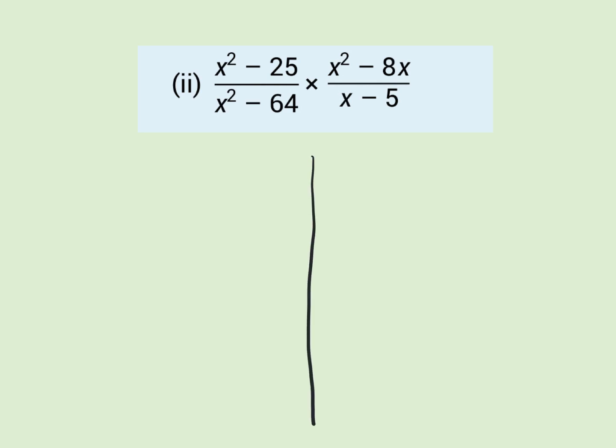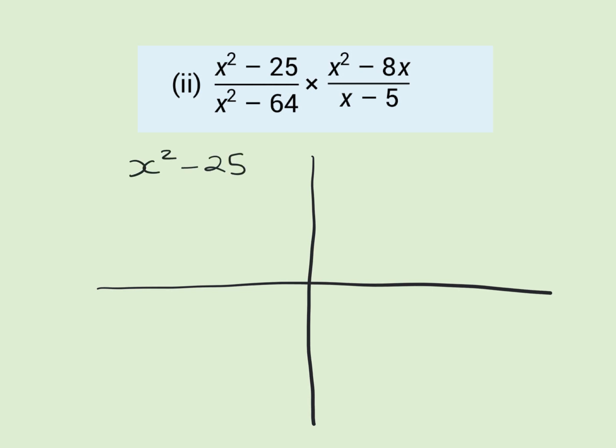So again, I just like to visualize this. We have an x squared here minus 25. I'm just sectioning off each numerator and denominator. I have an x squared here minus 8x. I'm going to put in x squared minus 64 here. And then over here I have x minus 5, which I obviously can't factorize.